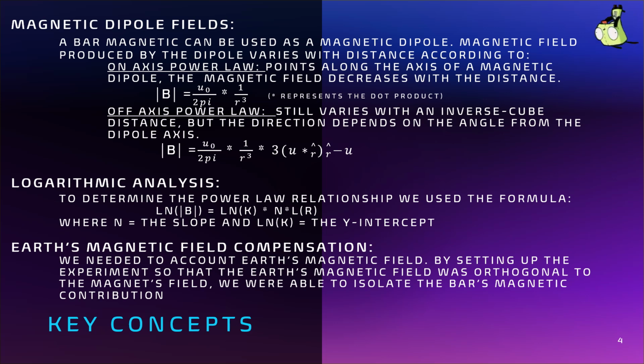Here are some key concepts. Magnetic dipole fields. A bar magnet can be used as a magnetic dipole. The magnetic field produced by the dipole varies with distance according to the on-axis power law and the off-axis power law.